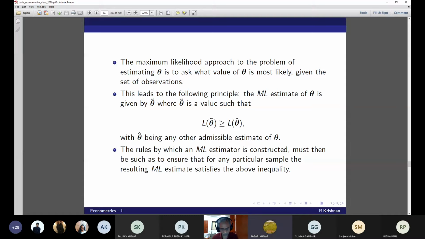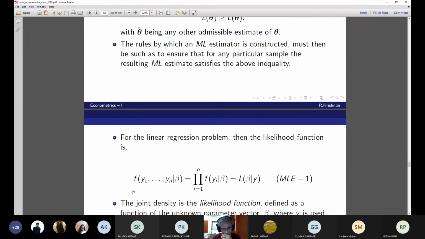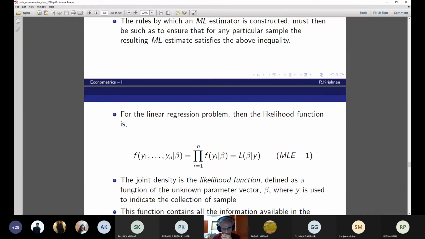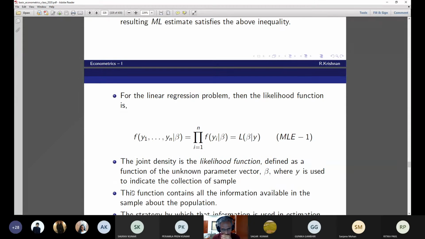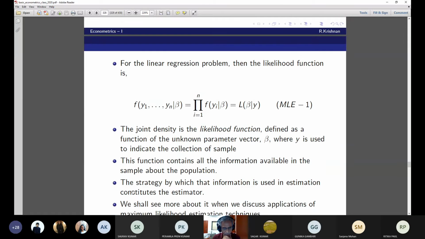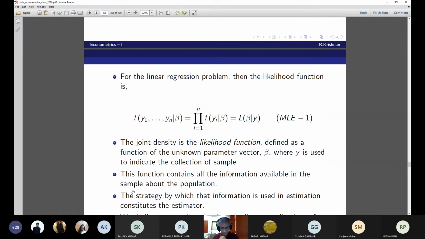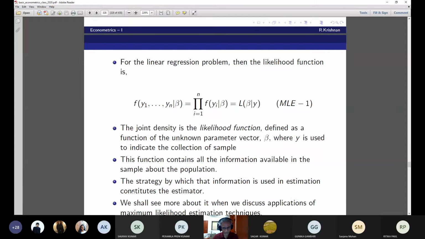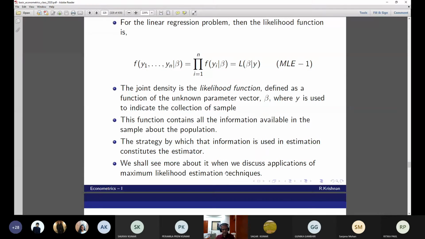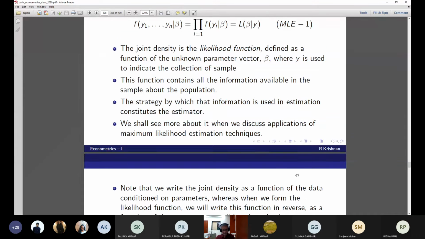Yes, sir. Can you proceed? Yes, sir. Now for the regression problem, theta is replaced by beta. This becomes the joint density function defined as a function of the unknown parameter vector beta, where y is used to indicate the collection of sample. The function contains all the information available in the sample about the population. The strategy by which that information is used in estimation constitutes the estimator. We shall see more about it when we discuss applications of the maximum likelihood estimation technique.